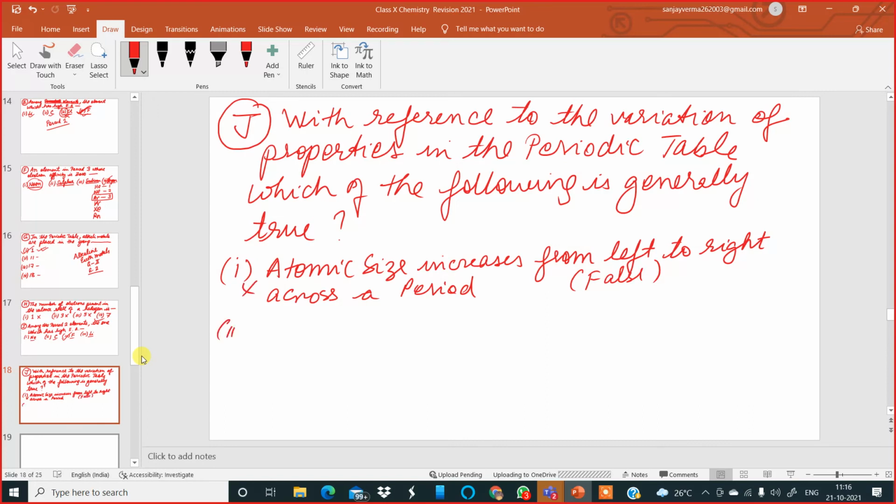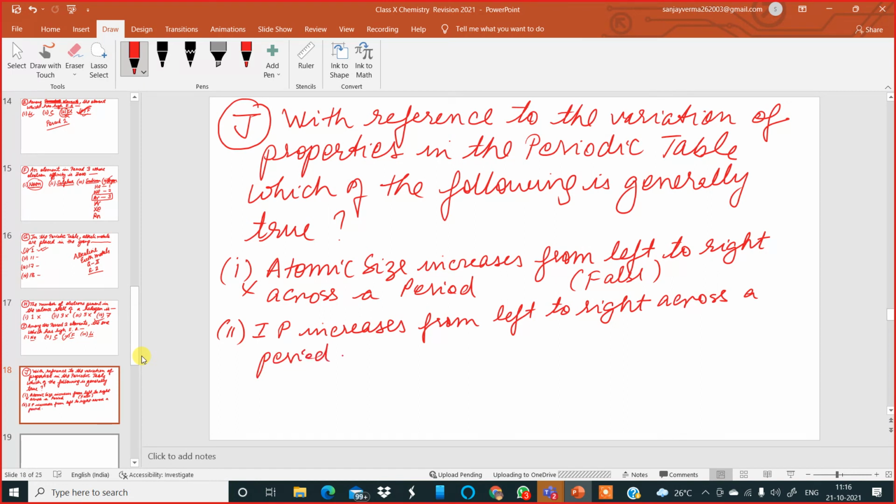Now option 2. Ionization potential increases from left to right across a period. What happens? Tell me. Is this true? IP increases from left to right across the period. Can it be? Yeah, this could be true. So this should be our answer. So let me tick it. Okay, because there are other options also.